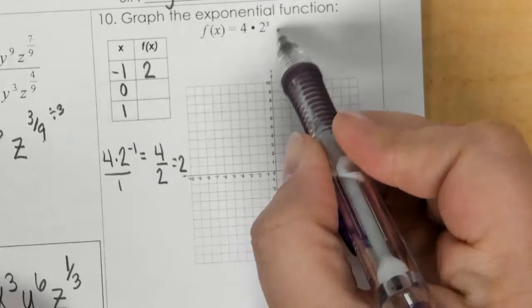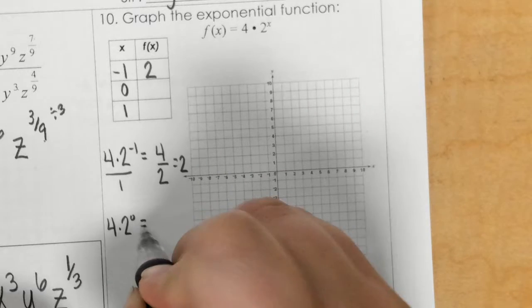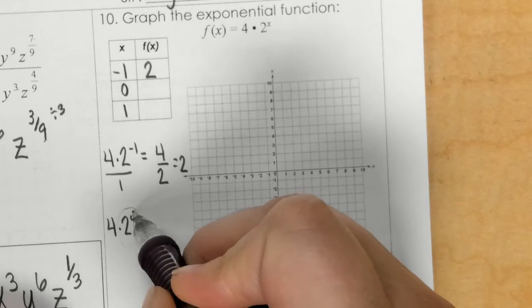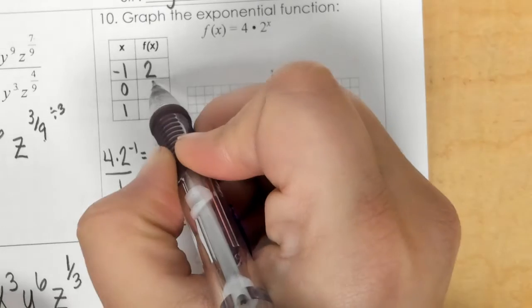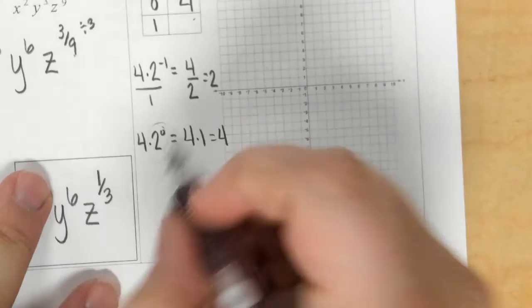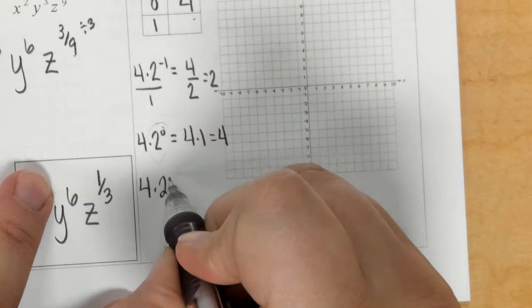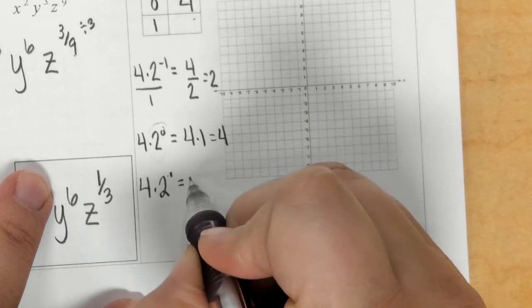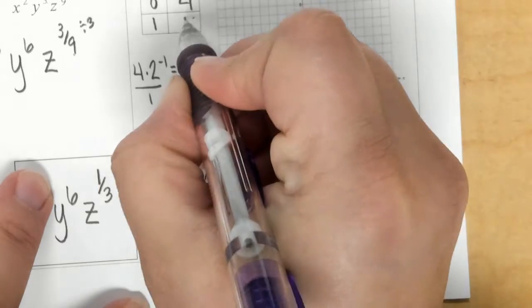Then I plug the 0 in for x. So 4 times 2 to the 0. Well, 2 to the 0 is just 1. So we have 4 times 1 is 4. Okay? And then lastly, we have 4 times 2, and we plug the 1 in. Well, 2 to the first is 2. So 4 times 2 is 8.